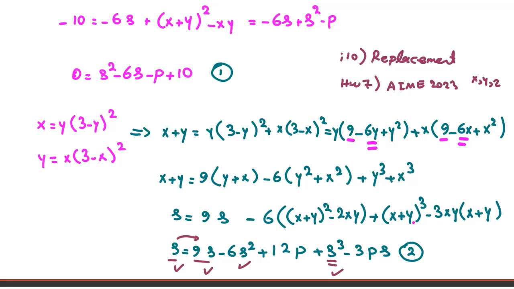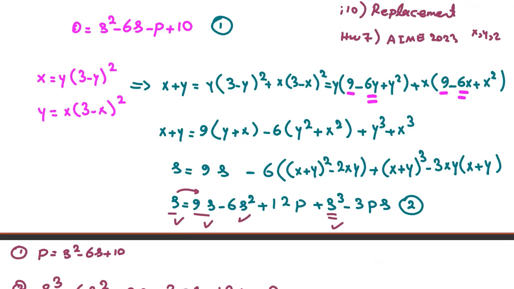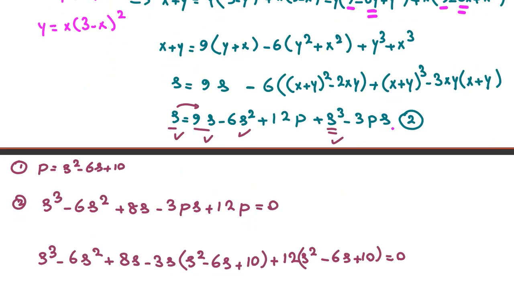We can write plus s cubed minus 3ps. And then we simplify. We call it equation 2, this one equation 1. From equation 1, we can say that p equals s squared minus 6s plus 10. Now, in this part, we use replacement. And one problem of AMY 2023 that has x, y, z, 3 equations, 3 variables, can be solved with this idea.